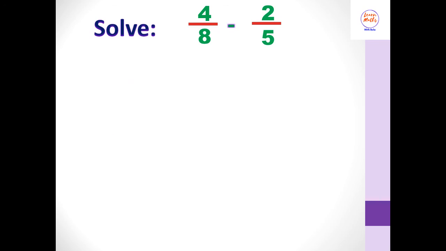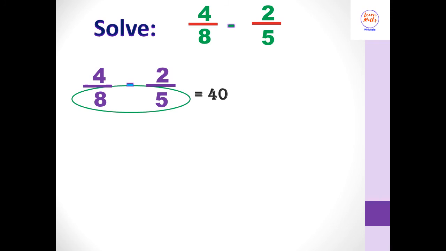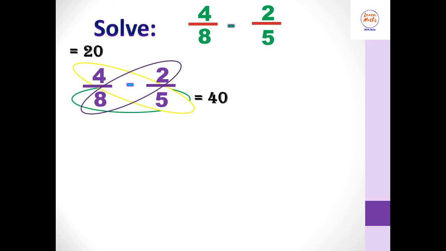Then we have 4 over 8 minus 2 over 5. So we have the LCM as, or multiplying the denominators, if that is the LCM, you have 40. Then 4 times 5 is 20. 2 times 8 is 16.